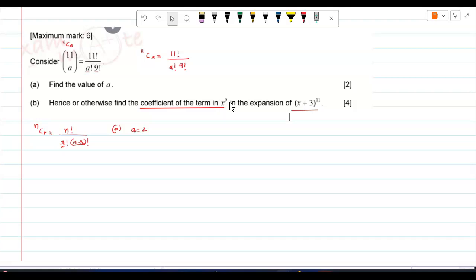And I would do that using Pascal's triangle. Pascal's triangle will be very long, but it's fine, you'll get your marks. But it's not a good way of doing it. What you have to do is write your n.